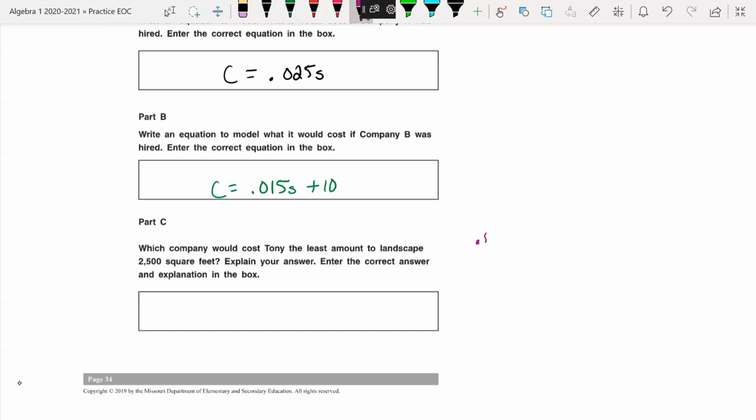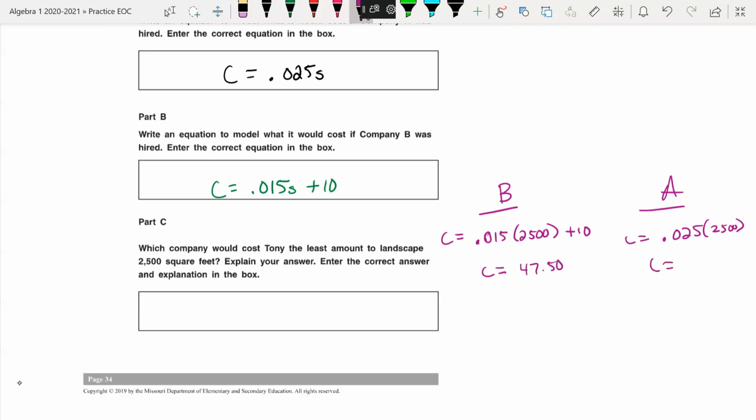So now that you have all of that, it says which company would cost Tony the least amount to landscape? Well, 0.015 times my square footage plus 10 is how much it costs for company B. So this is B, this is A, so 0.025 times 2,500 is how much it would cost for company A. When you do that, you get that company B is 4,750 and company A is 6,250. So which company is better? You're going to say company B because the fee is less because it costs 4,750.